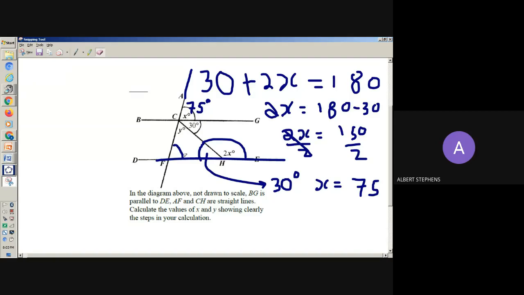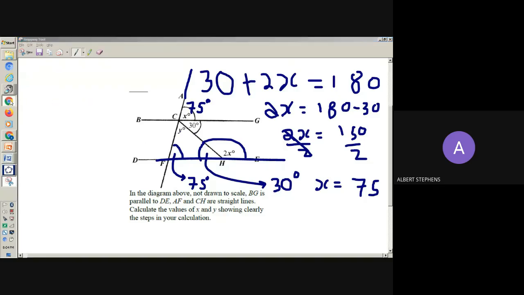You're saying that inside here is 75? Why is that so? Why is it equal to 75? Corresponding angles. Right, because they correspond. Very good. So if this is 75, then this must be 75. So you add 75 plus 30 and then subtract it from 180.